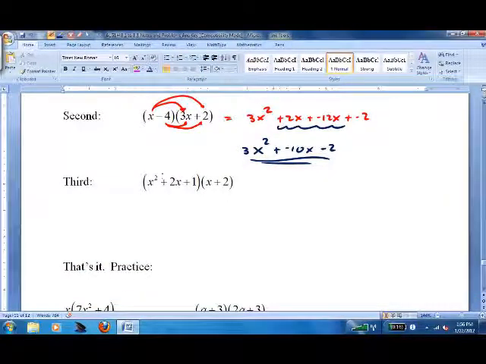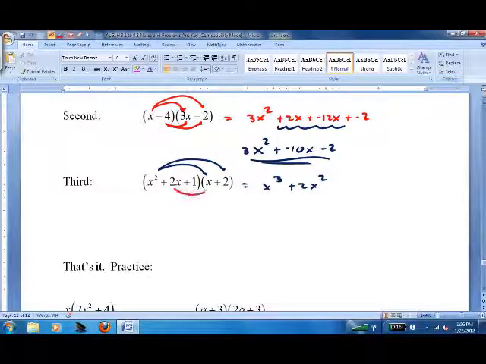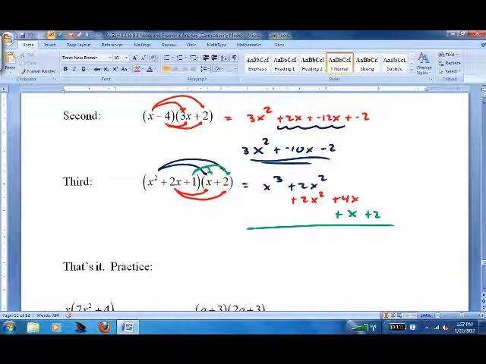I'm going to use colors and cheat a little bit to do this. We're going to multiply that. X to the third plus 2x squared. Often we'll drop the answers down a level so it's a little easier to see what's going on. Plus 2x squared, similar to when we added and subtracted polynomials before. Plus 4x. And then the last one, plus x plus 2. Put it all together. X to the third plus 4x squared plus 5x plus 2.